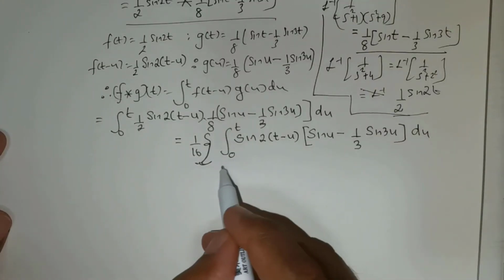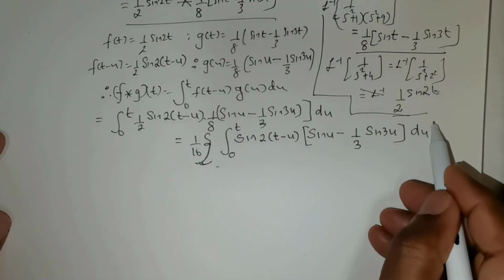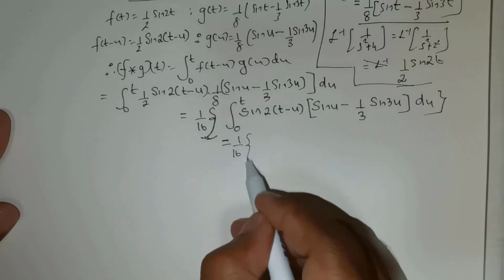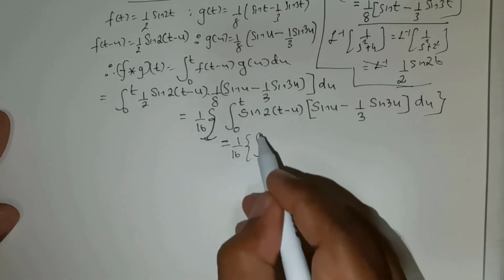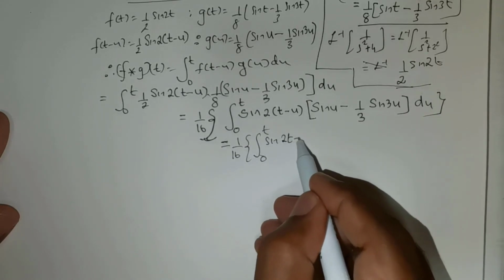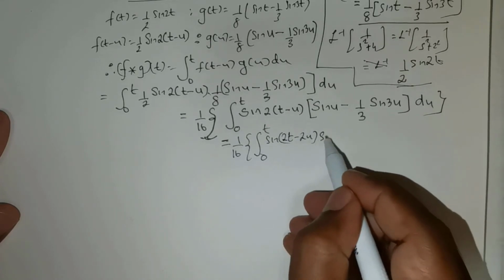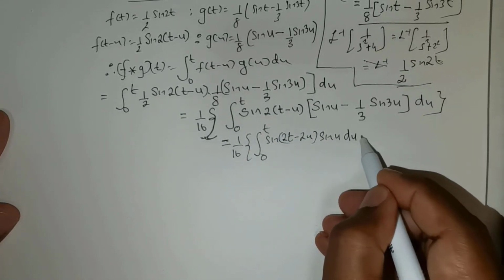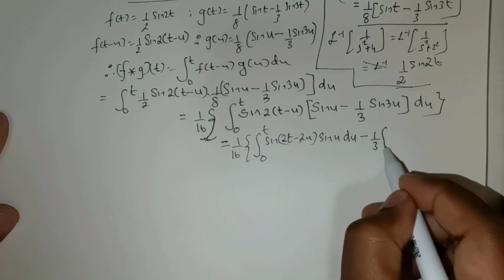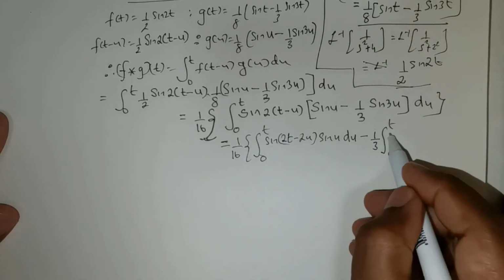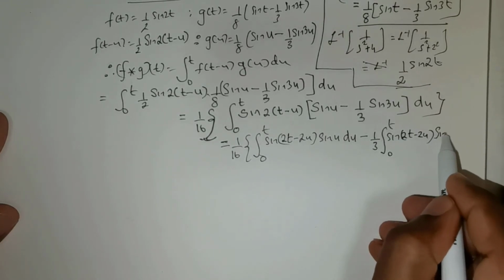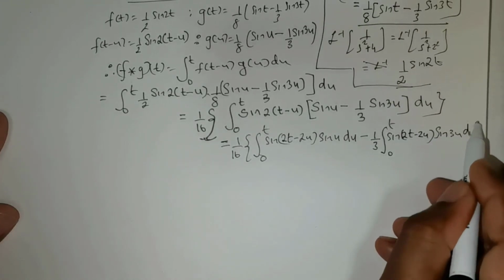Now I can distribute these things, so let me just place the parenthesis. So this is going to be equal to 1 over 16 times the integral from 0 to t of sine of, in fact I can take the 2 inside, so it's going to be 2t minus 2u times sine u, and I want to bring in the du, followed by minus 1 over 3 times the integral from 0 to t of sine of 2t minus 2u times sine of 3u, and you have a du there.